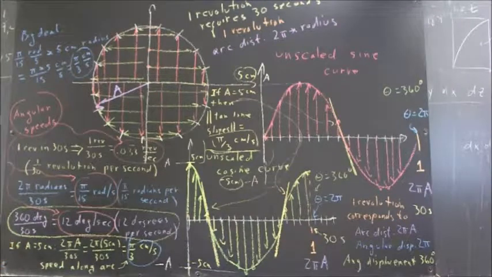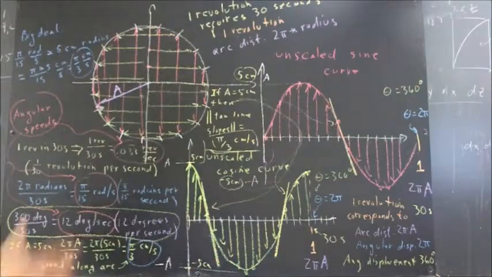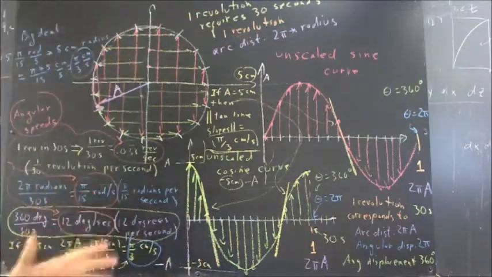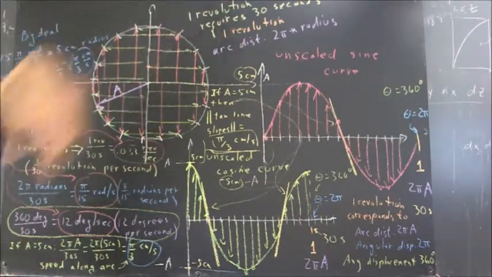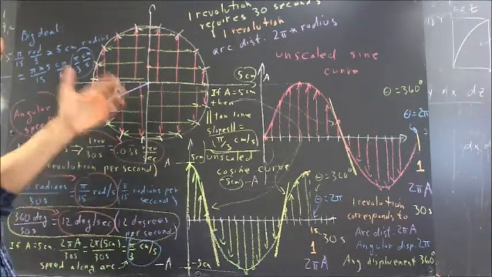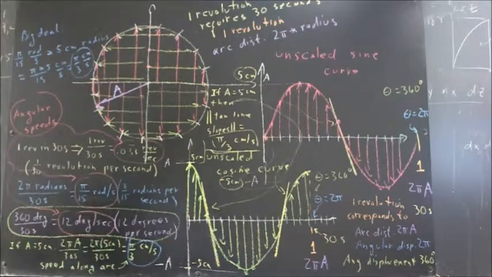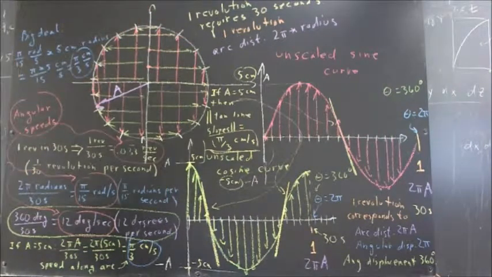Now, let's do one more labeling where we assume that a revolution requires 30 seconds. Now, we could use any time for our revolution, but just 30 seconds as an example, and you can adapt that. If it's 0.05 seconds, you could adapt it to that. If it's 48 years, you could adapt it to that. Okay, but in this case, a revolution is going to take 30 seconds. It's going to take 30 seconds for us to get all the way around the circle.